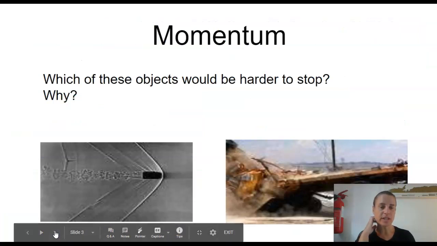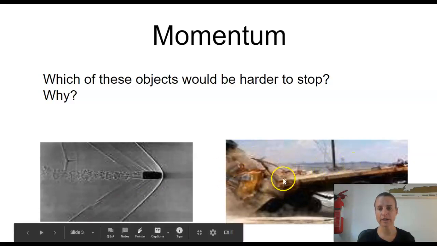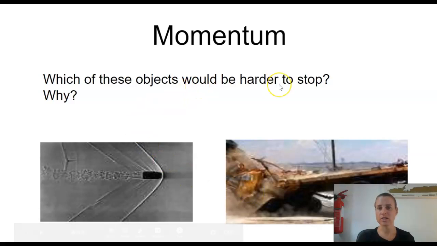So just continuing with the concept of impulse and momentum. On the screen here, not very clear, you have two images. One is of a bullet and one is of a huge truck crashing into something. Which of these objects would be harder to stop? Would you really want to stand in front of either of them? Probably not. Why is that?